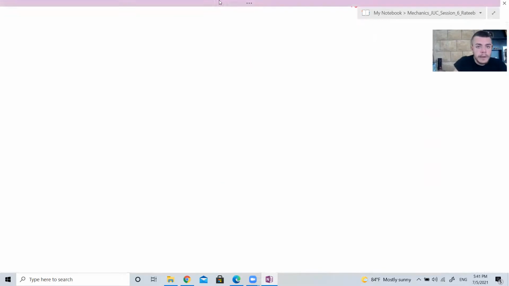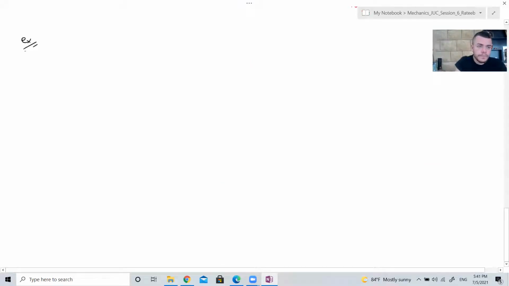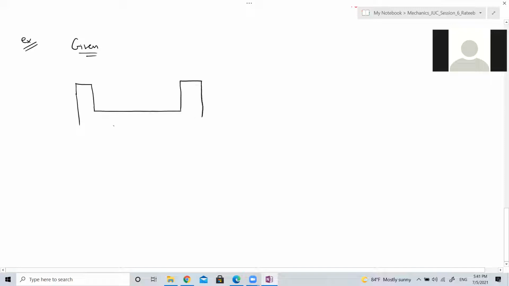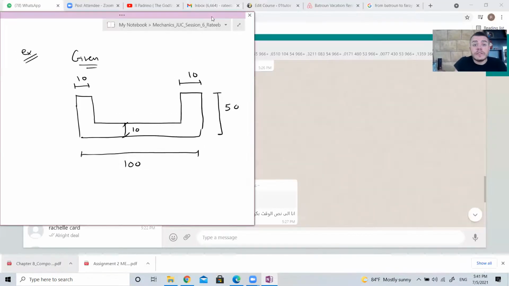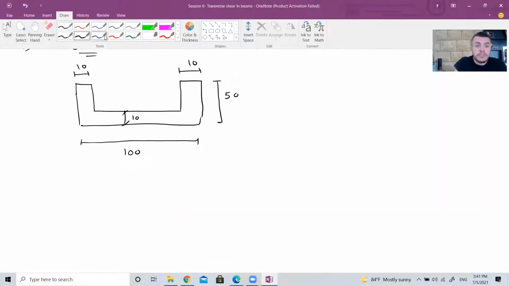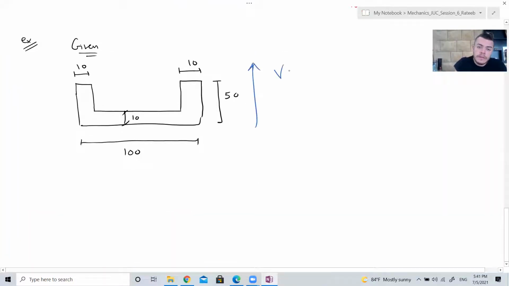Let me give you an example. What do you think? So given that you have, guys, this cross section where this is 10, this is 50, this is 100, this is 10, and this is 10, and this cross section is subjected to a vertical shear force equal to 1.5 kilonewton.